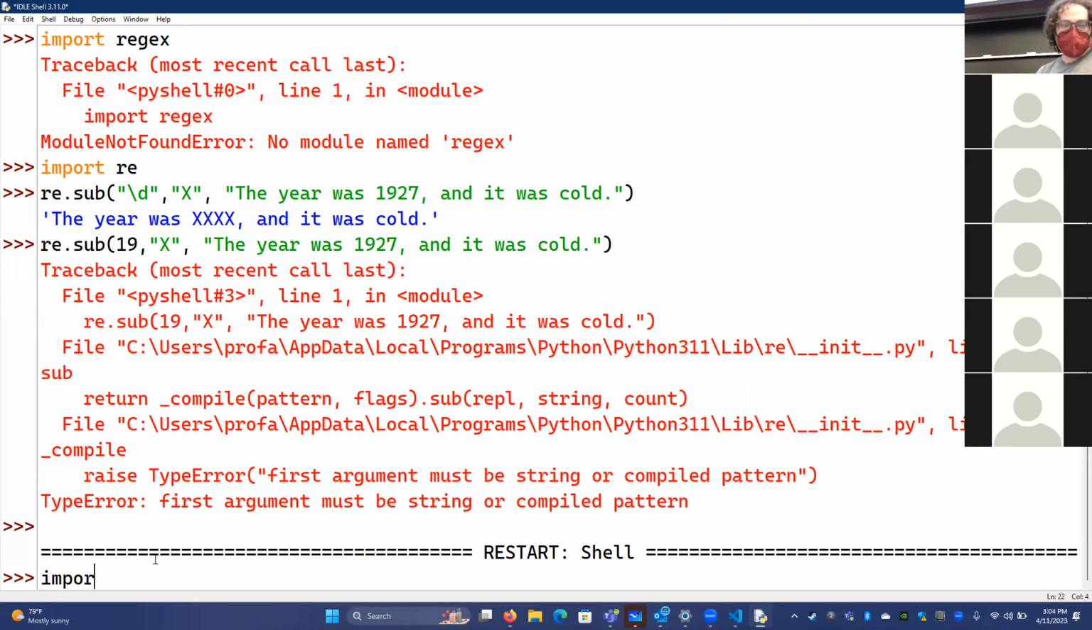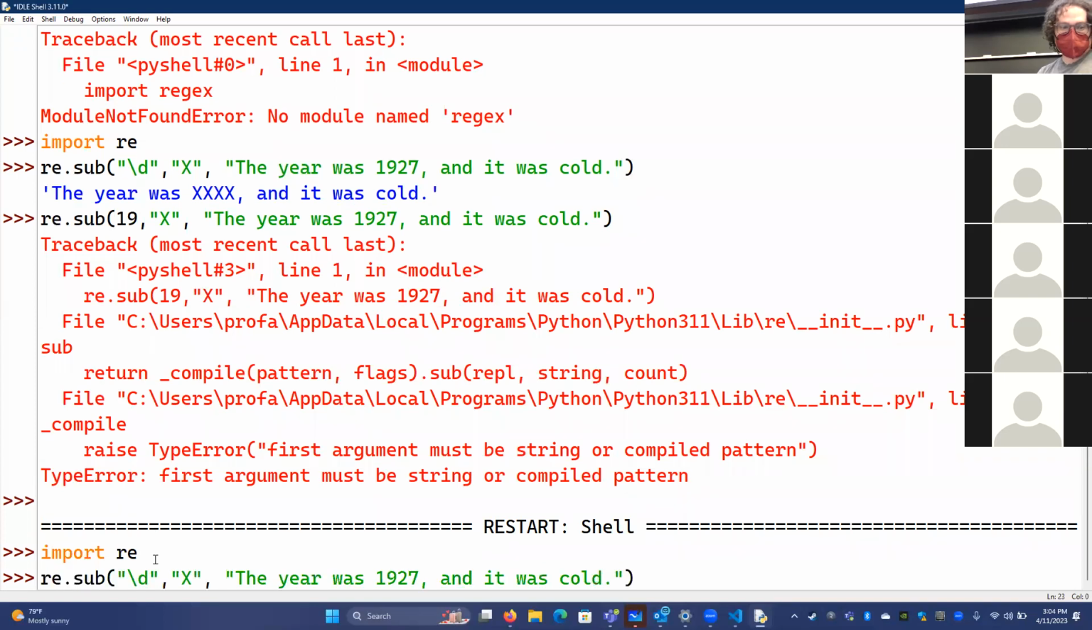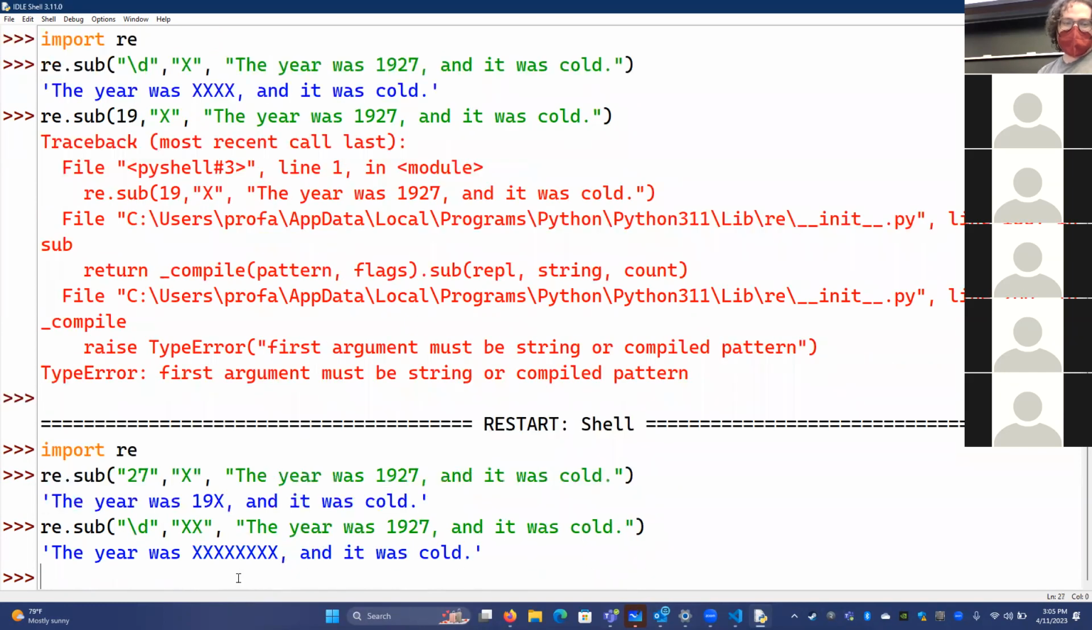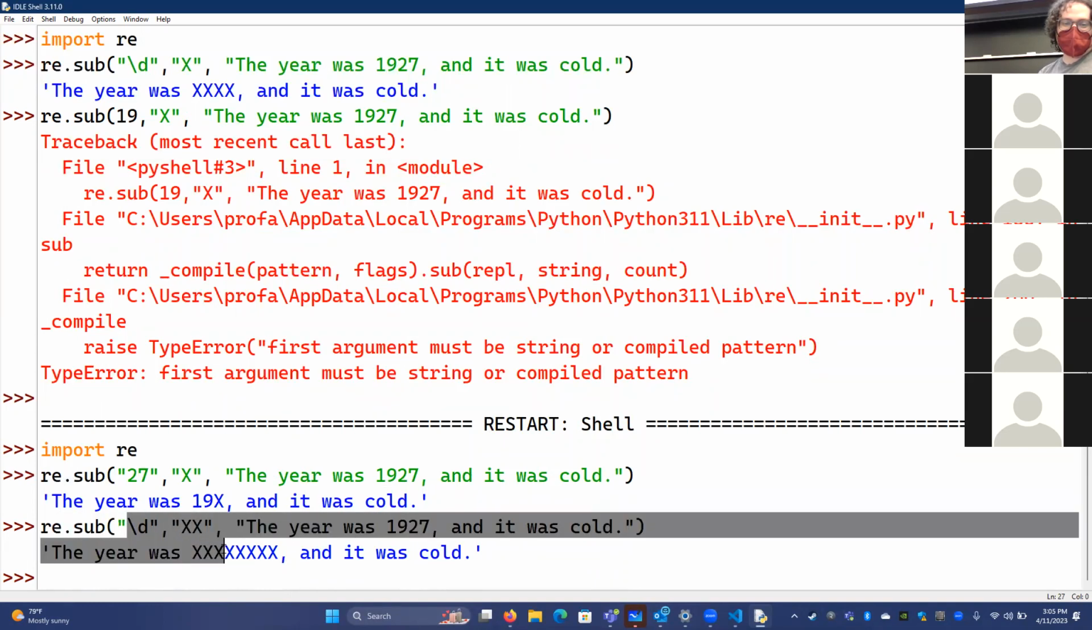So let's go ahead and import re. Let's say we want to just replace the number 27 with that. We could. That just replaces 27 with X. So I could change that up, and that takes any number and replaces it with 2 X's.